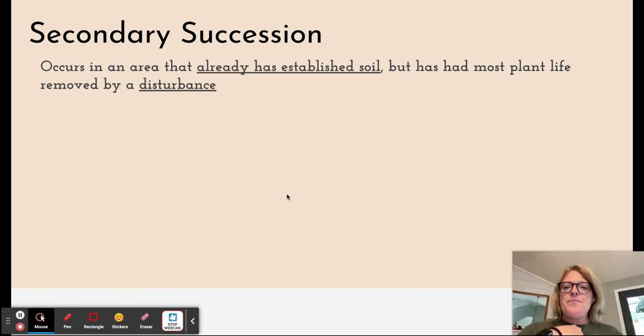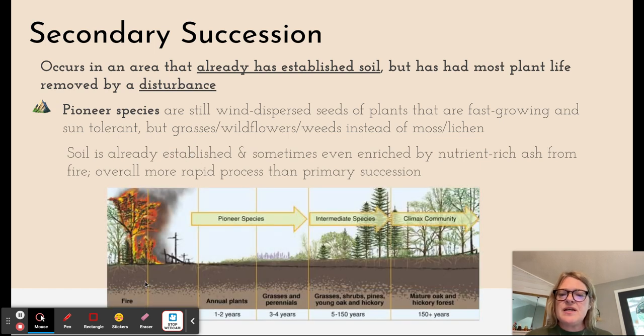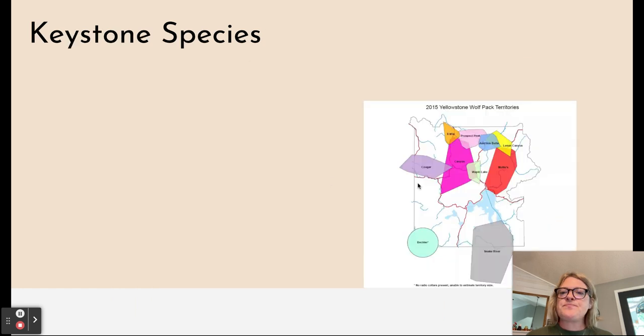And then secondary succession occurs in an area that already has established soil, but the plant life has just been removed for whatever reason due to some type of disturbance. So again, I right away think of a forest fire coming through and just burning down all of the plants that are in an area. Again, those pioneer species move in, and we're going to follow the exact same steps as we do in primary succession.